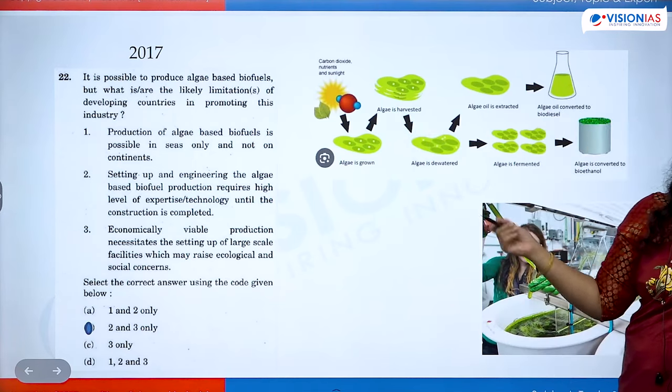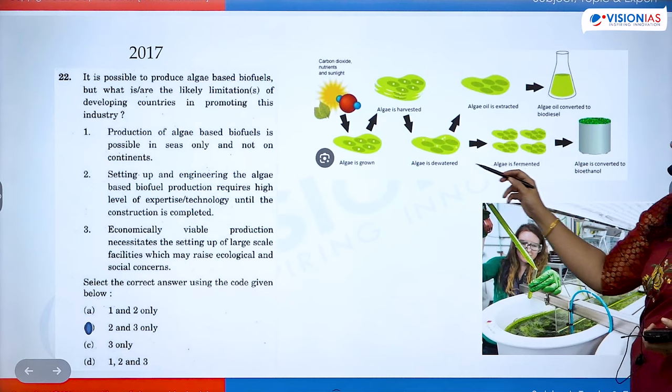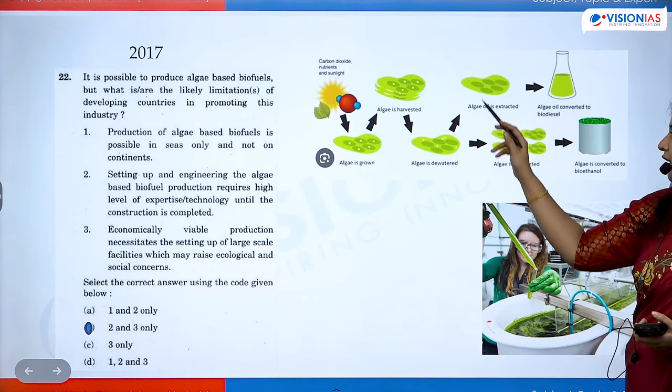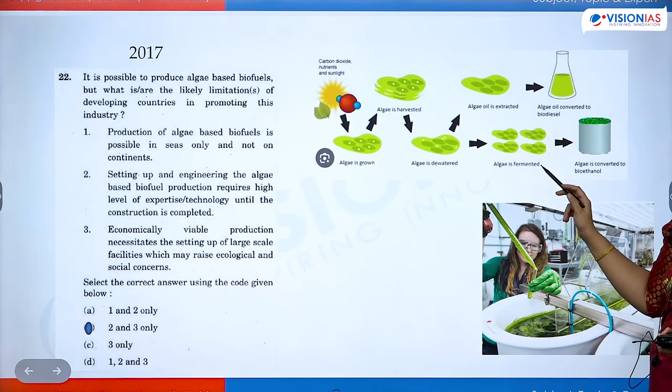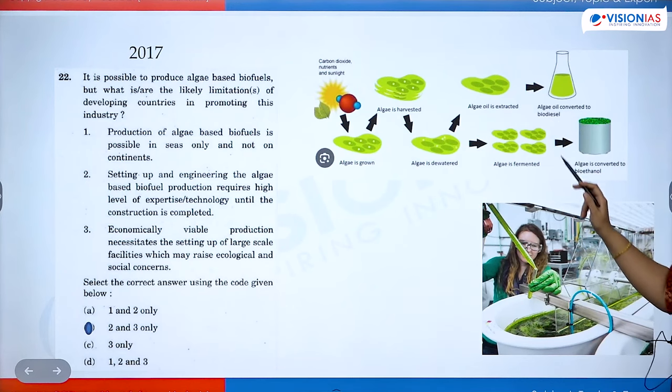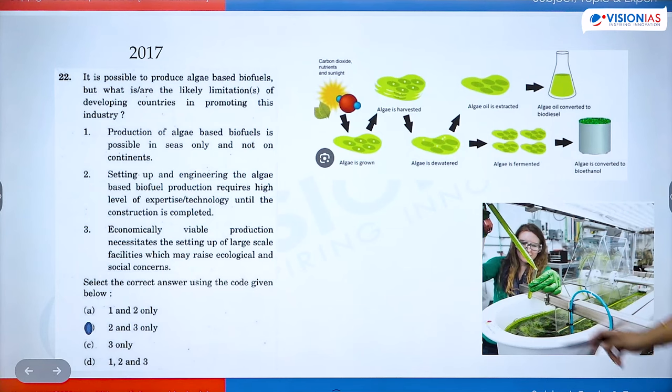It is dewatered. That means, uske andar ka jo paani hai, it is removed. Oil is extracted, algal oil. Then, some of it is fermented. The oil is converted into biodiesel and algae is converted into bioethanol. And this is how it looks like in real life.